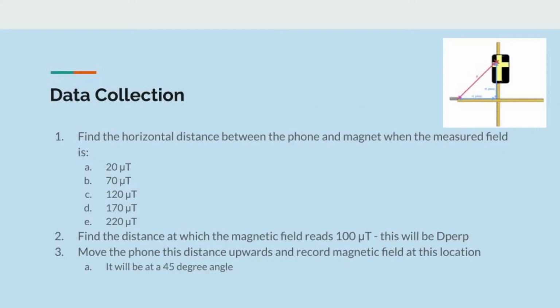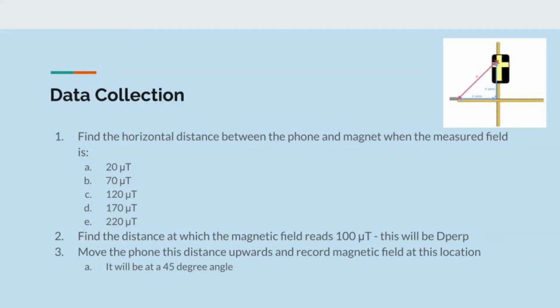For the data collection, we were provided with an Excel spreadsheet that would average data values and display a linear regression of our data. The first step was to find the horizontal distance that the smartphone would need to sit away from the magnet to output a given value for the magnetic field. The values that were expected were 20 microteslas, 70 microteslas, 120 microteslas, 170 microteslas, and 220 microteslas. The spreadsheet averaged these values and plotted them on the graph, which will be shown in the next slide.